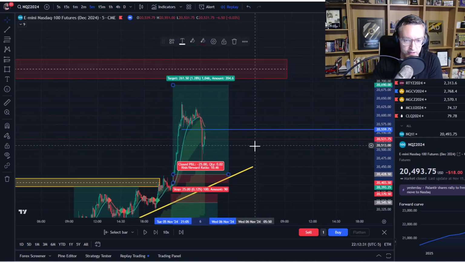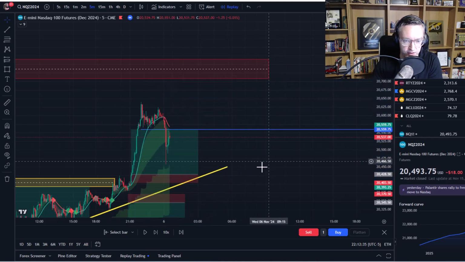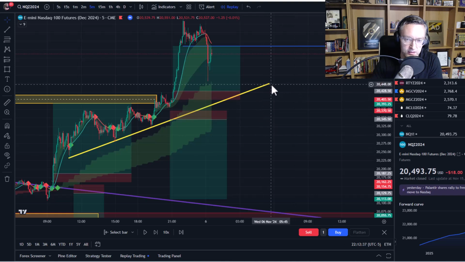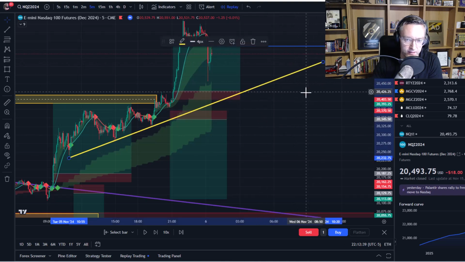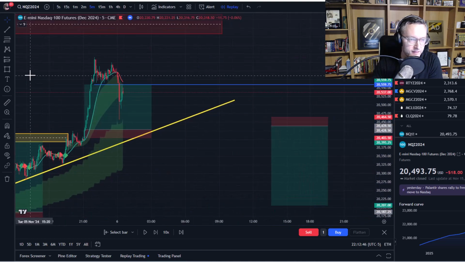Oh, got stopped out right there. But I'll take an easy 5K trade. You know what's crazy, though? Did it break this yellow line? No. We're still looking for buys. Is the cloud green or red? It's green. We're still looking for buys. So I'm going to move my fake sell.